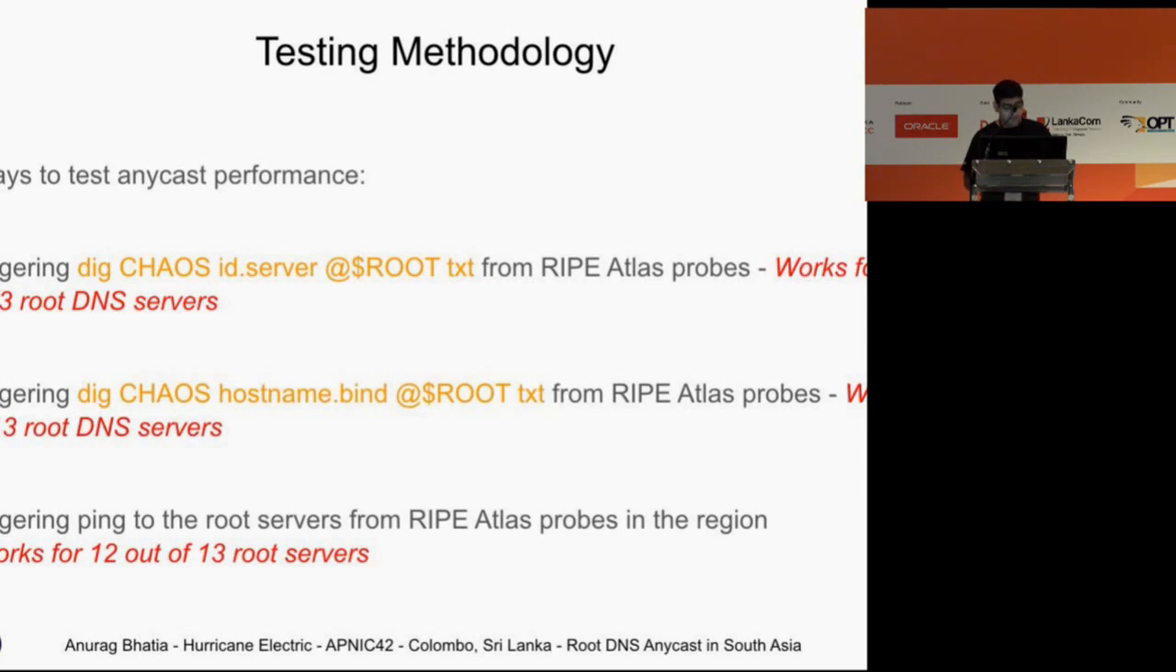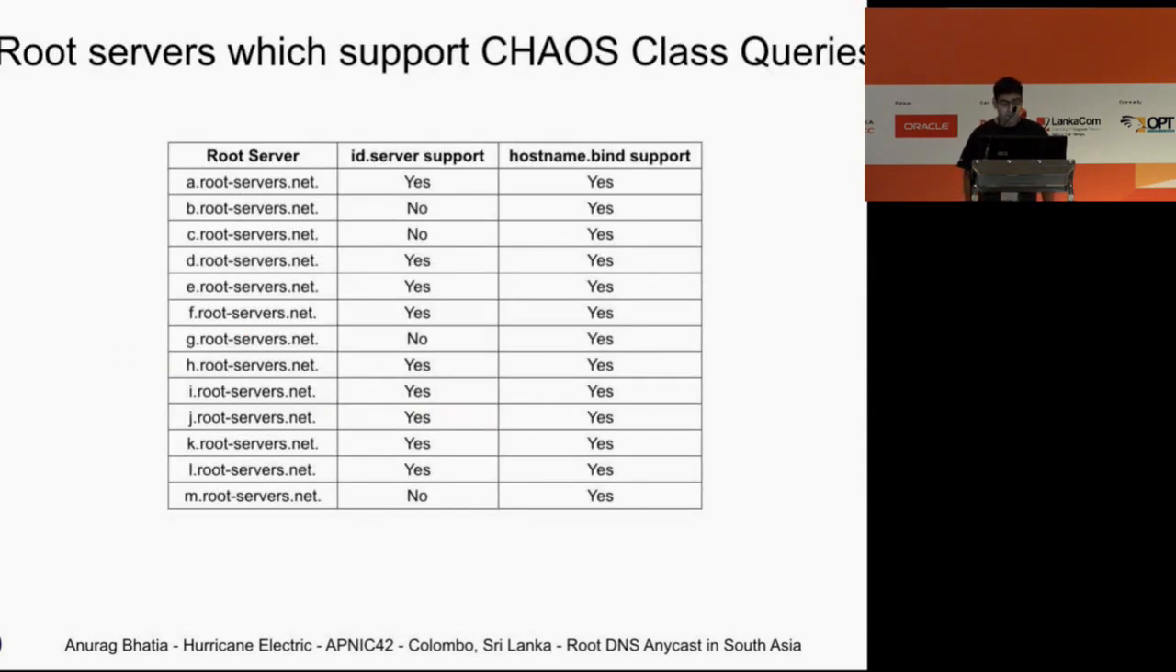For observing latency, we use the simple ping from the Atlas probes, and this works for 12 out of 13 root servers. It's just that groot is somehow filtering the ICMP. So for all further data I present, groot is excluded from the latency comparison. Here's a quick table showing that in the case of id.server, broot, croot, groot, and mroot did not work. For hostname.bind, it pretty much worked with everyone.